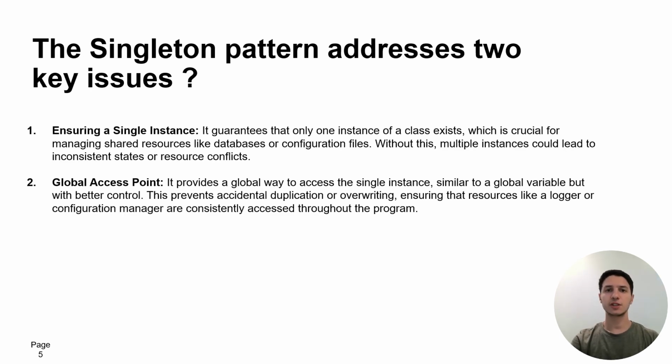The pattern addresses two key issues. We've talked about them before, but we're going to highlight them now. The first issue is that it ensures a single instance of that class throughout the application. And we can access that class from anywhere inside our application, which ensures a global access point to that instance. Okay, so let's take an example. If we have a database connection, having multiple instances of that could lead to multiple connections being opened at the same time, which is inefficient and potentially problematic. So with a singleton, we can ensure that there's only one connection to the database.